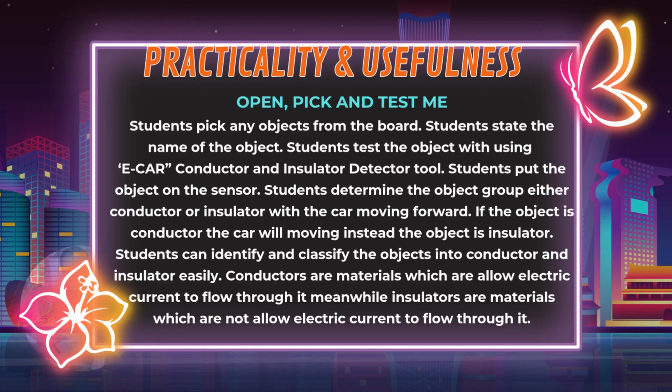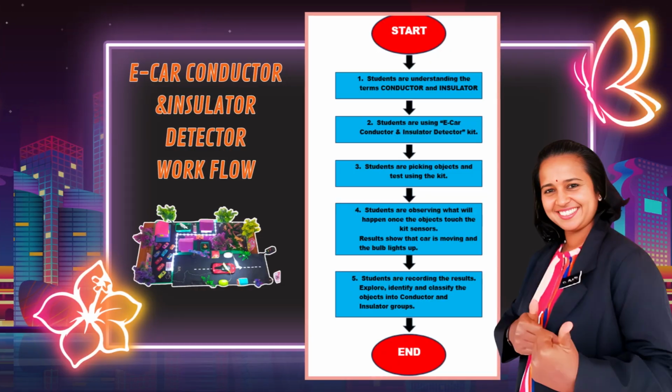If the object is a conductor, the car will move and also the bulb will light up. Instead, if the object is an insulator, it will not. Students can identify and classify the objects into conductor and insulator easily.